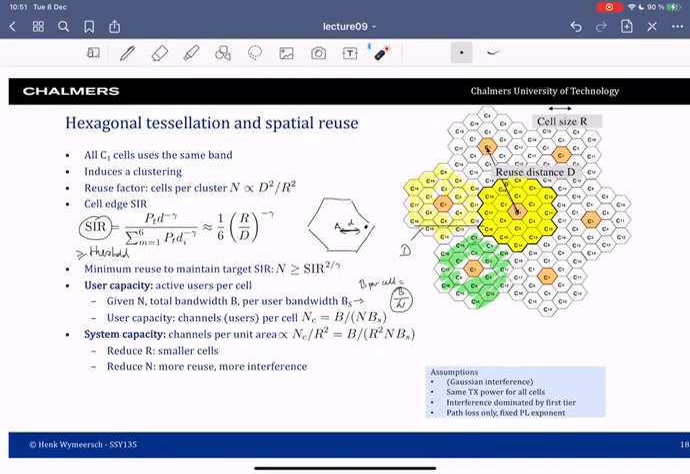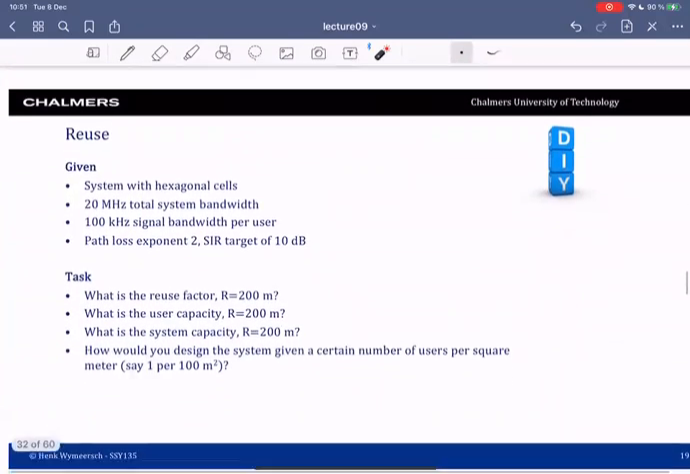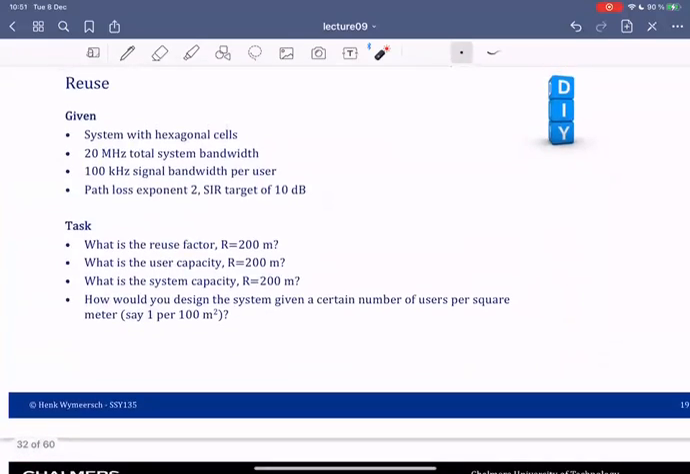So while these may seem a little bit abstract, I think it's good to do a simple example. So let's work on this problem where we have a system with hexagonal cells, 20 megahertz system bandwidth, 100 kilohertz bandwidth needed per user, path loss exponent of 2, and we want to have a signal to interference ratio of at least 10 dB to have good packet reception. Now you should compute the following things: the reuse factor, user capacity, and system capacity for a 200 meter cell size. And then a more advanced question is, how should you design the system if you want to support a certain number of users per square meter, say 1 user per 100 square meters? And we will get back to this in the next part.